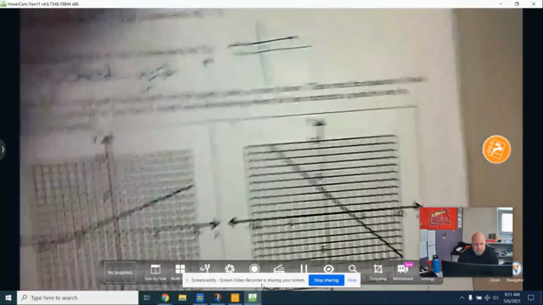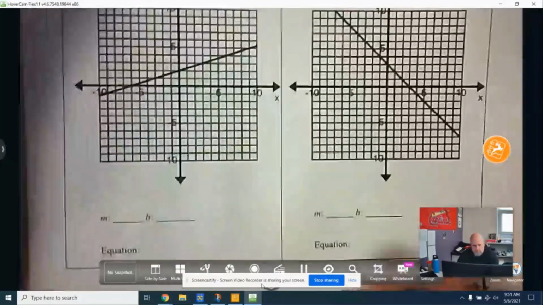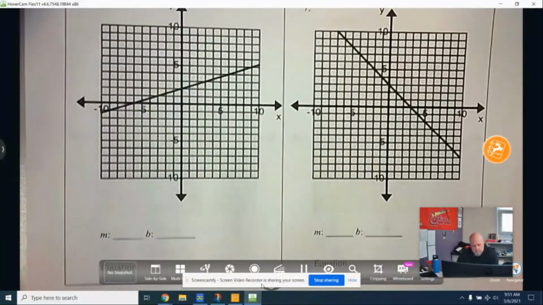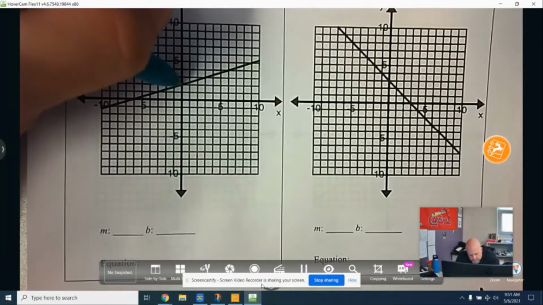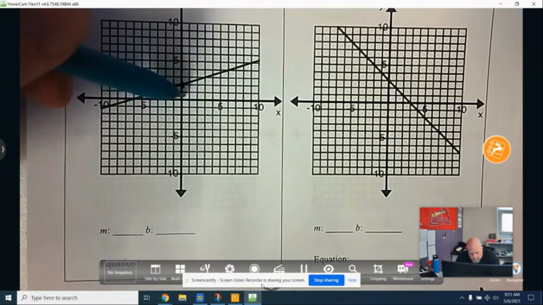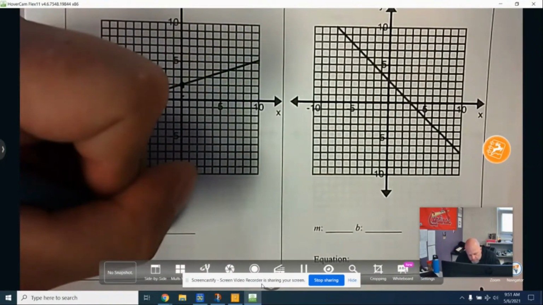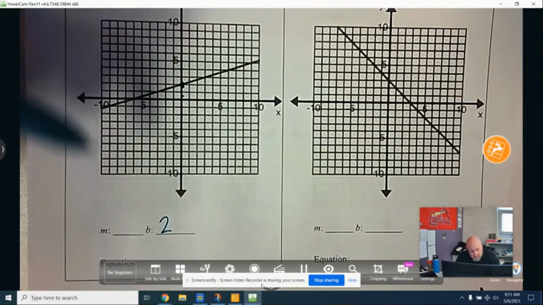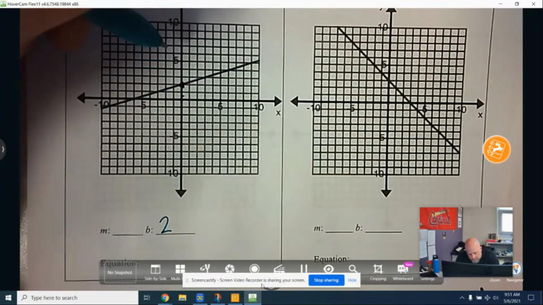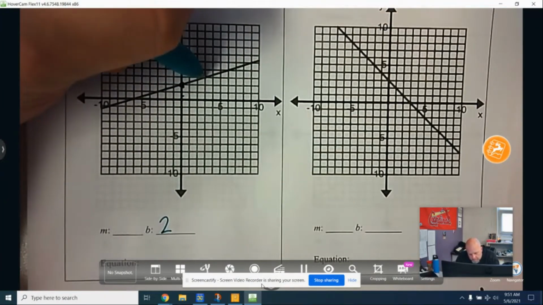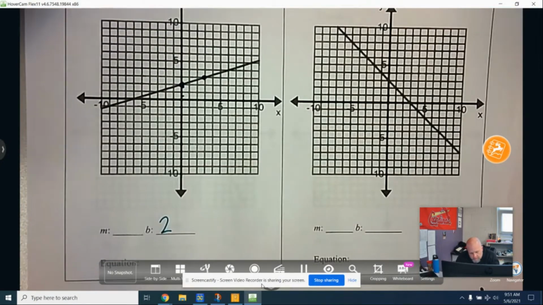All right, so now we're going down to number 6. And this time we're given the graph. Okay, so first thing I want to identify, I always like to start with the b. So I check right here, it touches the y-axis at 0, 2. So my b is 2. Then I want to figure out the slope, my m. So I already have 1 point here. I need to pick another point. And I'm going to pick this point because it goes through the corner of a box.